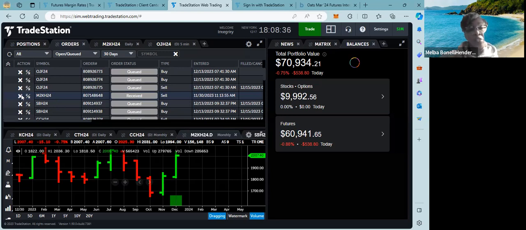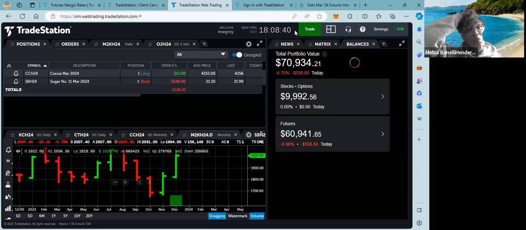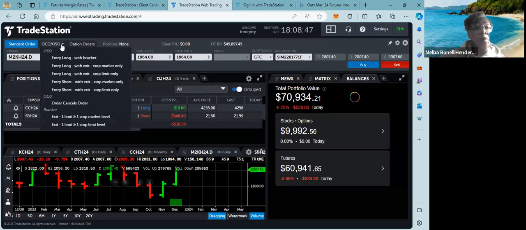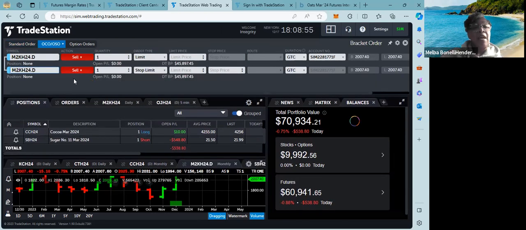And let's show them how to enter the trailing stop. So you would hit the OCO, OSO, and you would go down to the bottom where it says, yes, exit one limit and one stop limit. Beautiful. And let's say the market went to the upside, and it did in a straight line if you paid attention to the actual bar chart that we looked at.